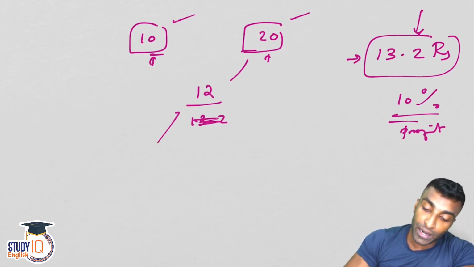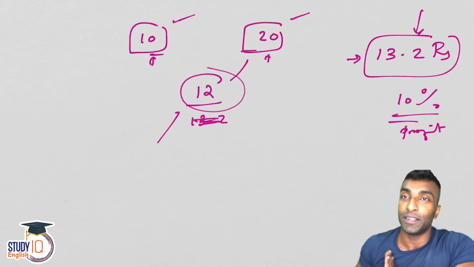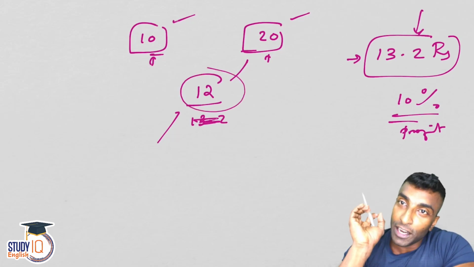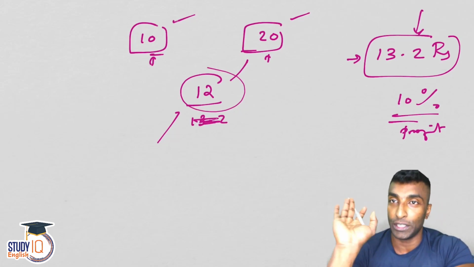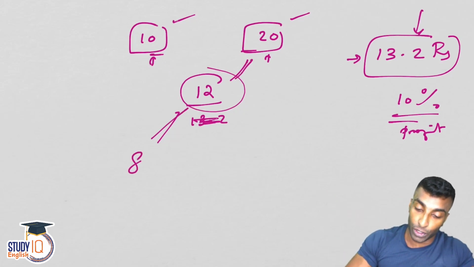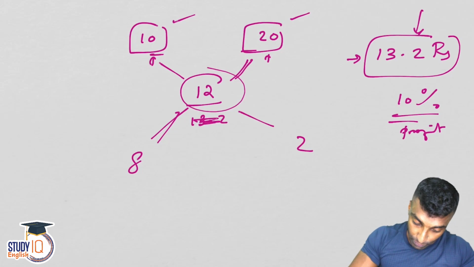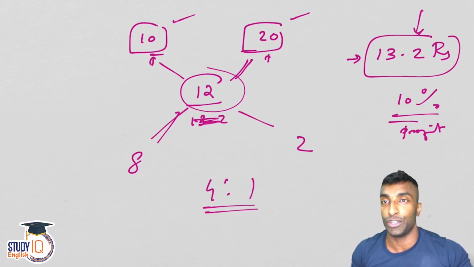So what should be that ratio? Now it is easy, right? The only thing is that you should be getting this 12 from that 13.2. So understand that 13.2 is 10% extra. If you understood that, then there is no issue at all. So 12. The difference 20 minus 12 is going to be 8. 12 minus 10 is going to be 2. So what should be the ratio? It should be mixed in the ratio 4:1.